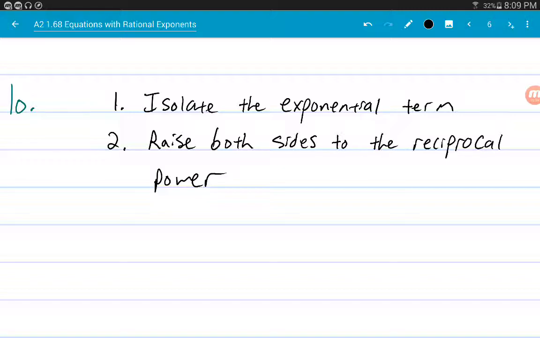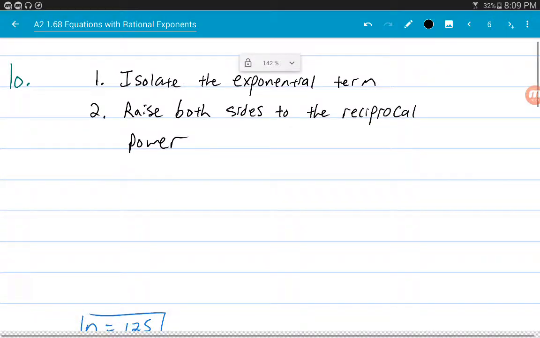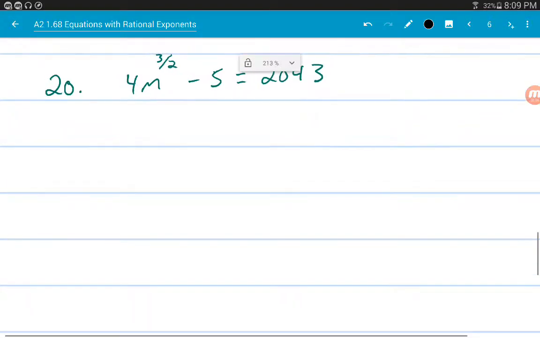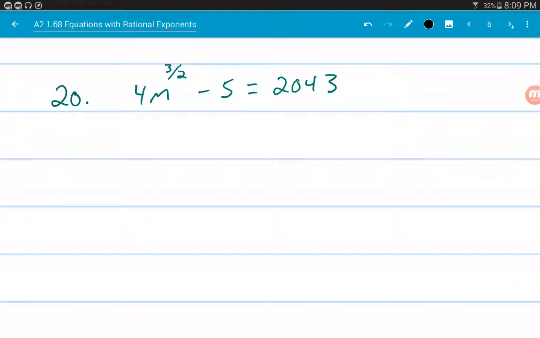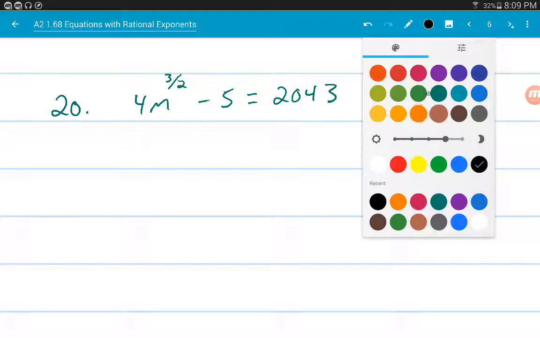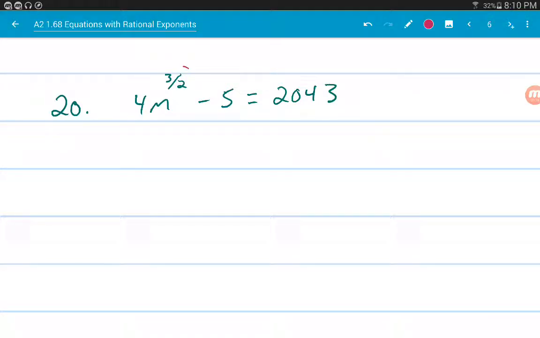Those examples are both from the back. We're going to start off with question number 20. So I've rewritten question number 20: 4m to the 3 over 2 power minus 5 is equal to 2043. Now, my steps say that I need to isolate the exponential term. The only thing with an exponent on it is the m. It's important that you note that there are no parentheses here, so the 3/2 does not apply to anything other than the m.